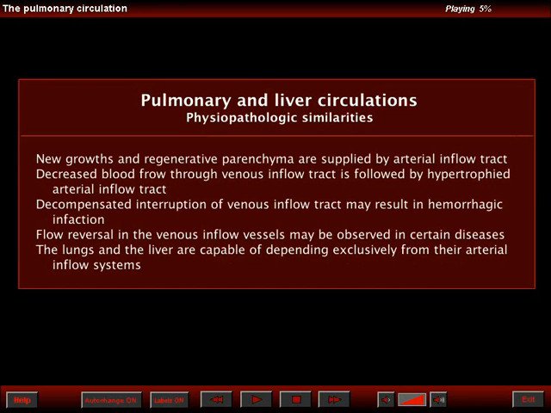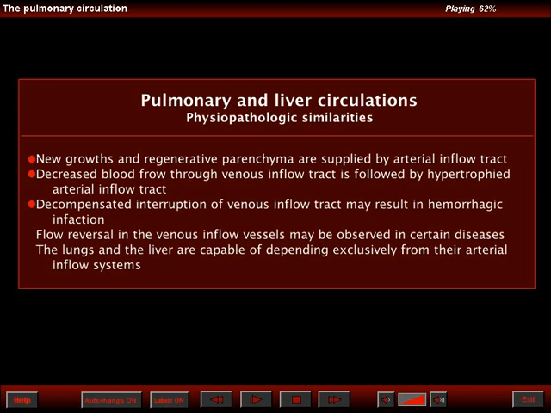Physiopathologic similarities. New growth and regenerative parenchyma are supplied by the arterial inflow tract of both the lungs and the liver. Decreased blood flow through the venous inflow tract is followed by hypertrophied arterial inflow tract. That happens in the lung when there is occlusive disease: the bronchial arteries expand. When there is decreased portal perfusion, the hepatic arteries expand.